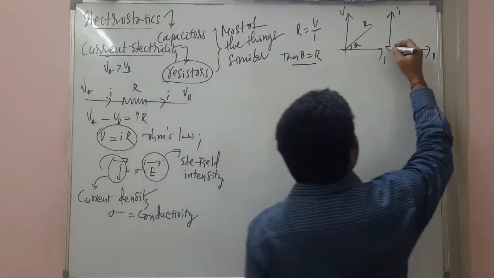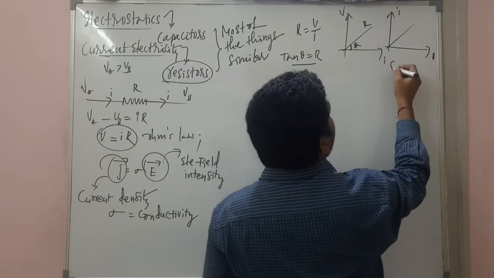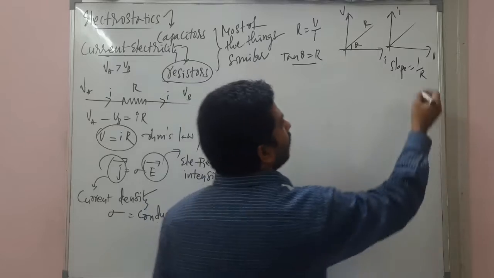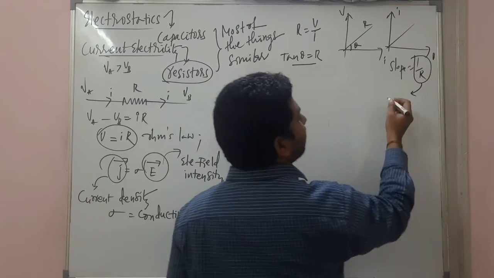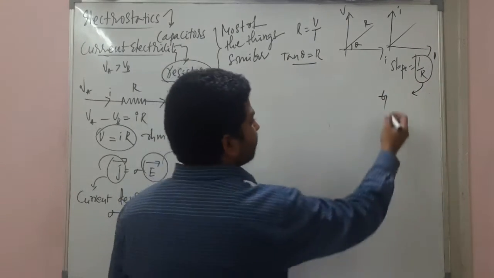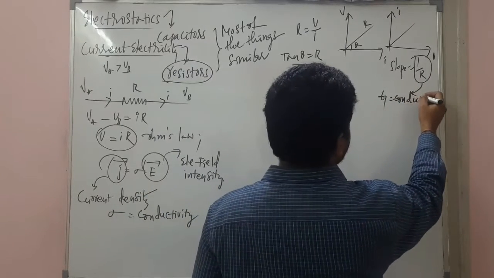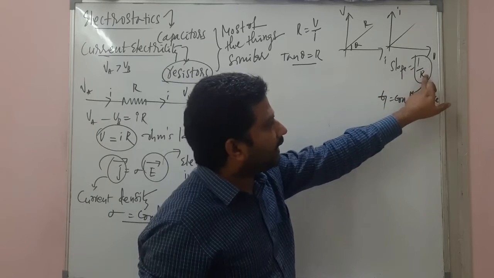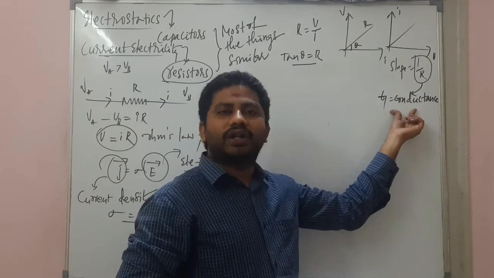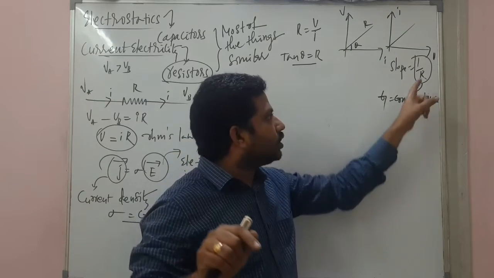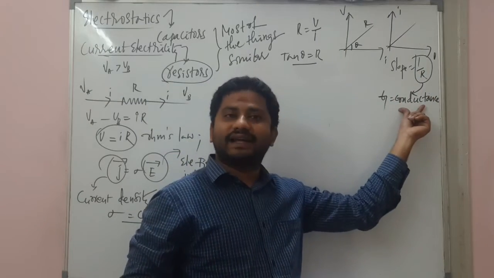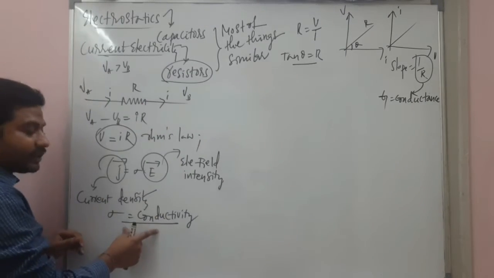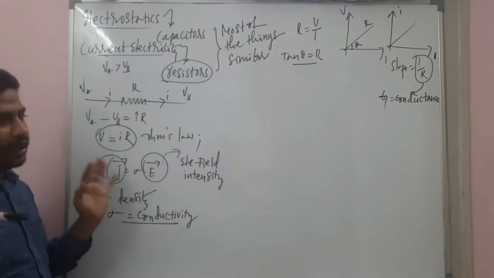And if the graph looks like this, the slope of this graph represents 1 by resistance, and this 1 by resistance is nothing but G. What is this G? This is the conductance. The reciprocal of the resistance is the conductance. Slope is equal to 1 by R, which gives the quantity called G, conductance. The relation between this conductance and conductivity we'll be discussing soon.